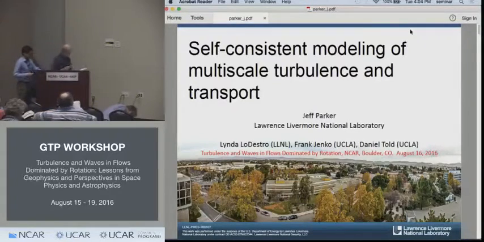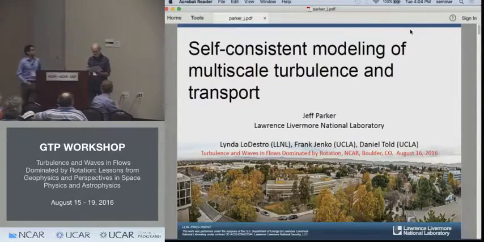Okay, our next speaker is Jeffrey Parker, and he's going to tell us about self-consistent modeling of multiscale turbulence and transport.